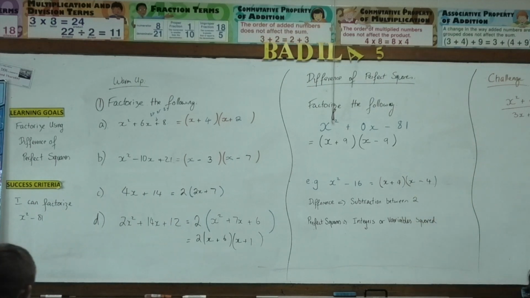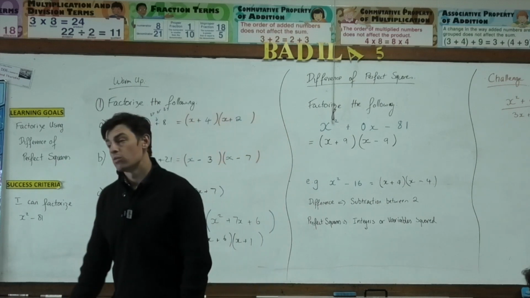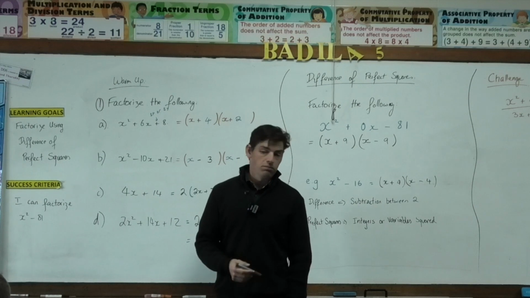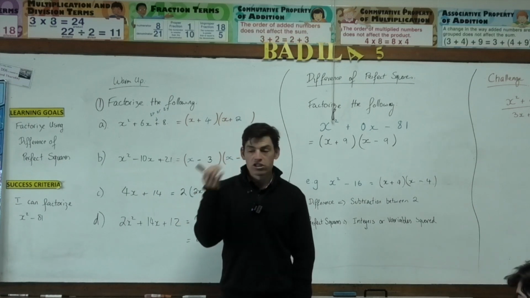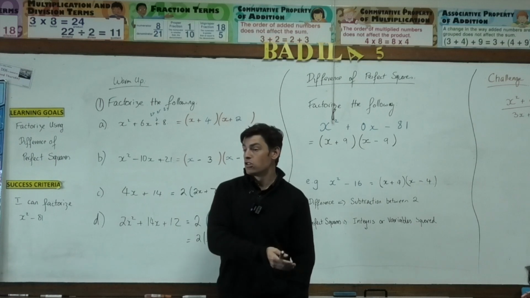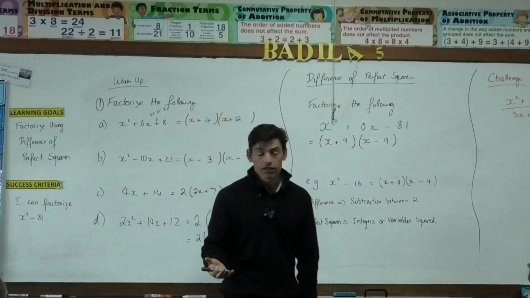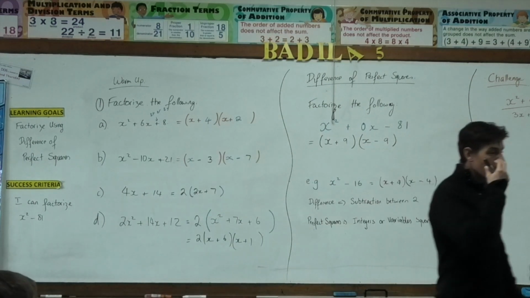Let's unpack the technique and the vocab around that. It's called the difference of perfect squares. What does difference mean in mathematics? What's the difference between Jake's height and Nick's height? We take Jake's height and we subtract Nick's height, correct? So what's the operation? Subtraction, correct? So difference means the subtraction between two terms, two things.